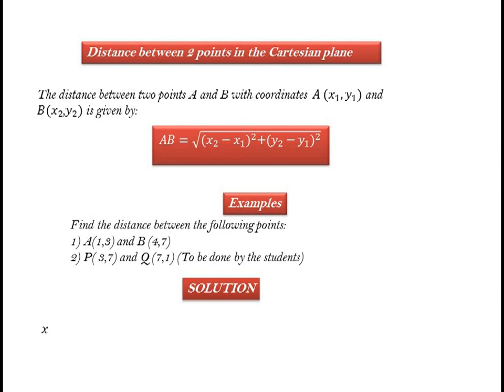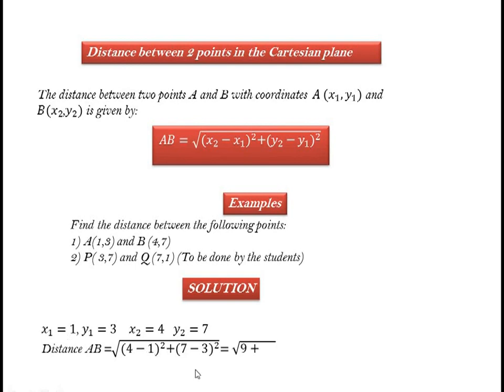Question 1 there. Our x1 is 1, our y1 is 3, our x2 is 4, our y2 is 7. Then we apply this formula now. We take our x2, 4 minus 1 squared, plus 7 minus 3 squared. 4 minus 1 is 3. 3 squared is 9. 4 squared is 16. 9 plus 16 is 25. Square root of 25 is 5 units.